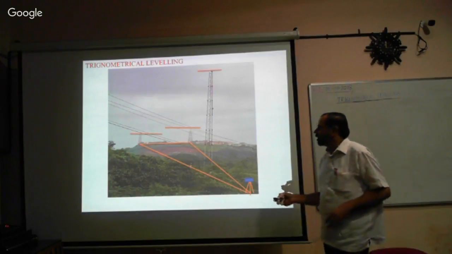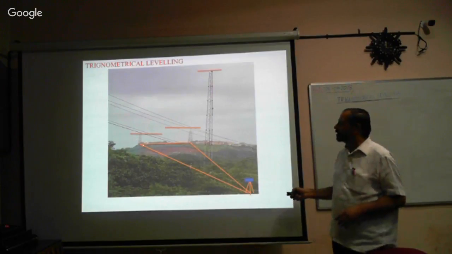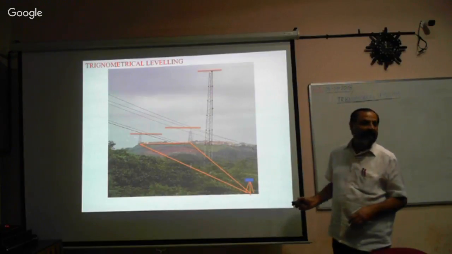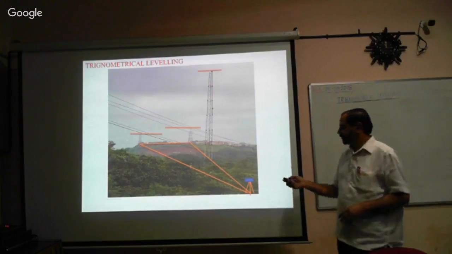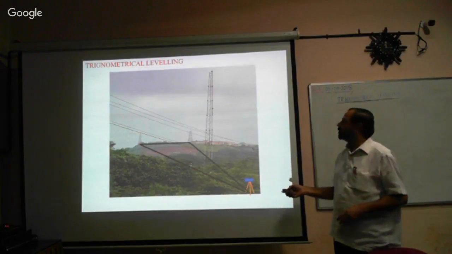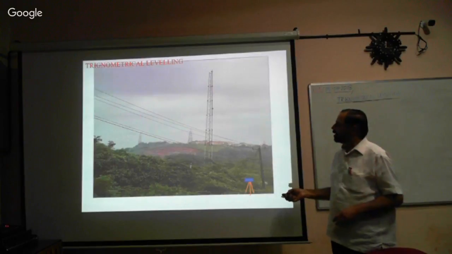Horizontal angle, that is using theodolite or any other appropriate method we can apply, isn't it? Now please note, this is at the ground level. This triangle forms at the base level, isn't it? Now this is the triangle formed at base level. Another photograph.